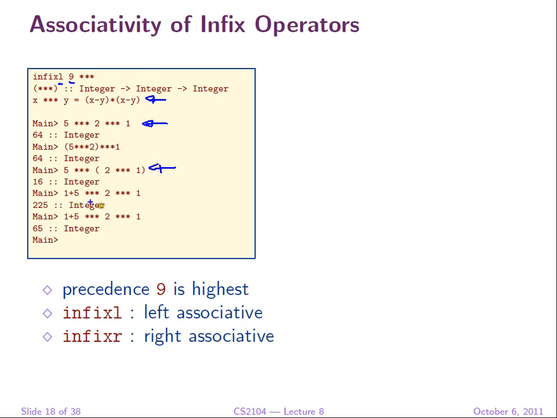Also, we can verify that the operator is at the lowest level of precedence. So we can say 1 plus 5, right? And this will be computed first. Right, so it becomes 2 to 5. Oh, in this one, I probably forgot brackets, so if I use this, right, I'll get 65. Sorry for the typo, so there are brackets there. Alternatively, we could have defined it right associative with infixr. Simple infix is non-associative.